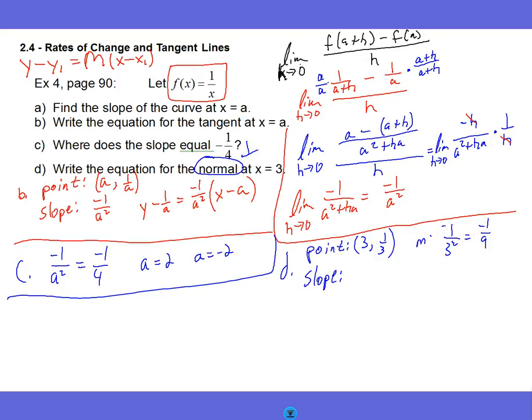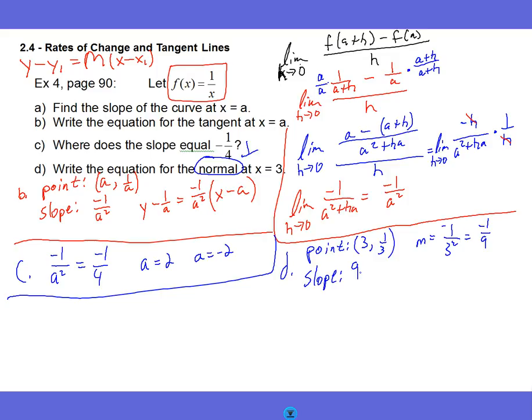That's my slope at the point. But I don't want the slope at the point. I want the normal, which is perpendicular. So perpendicular means opposite reciprocal. So what was 1 over 9 becomes now 9 over 1. And what was negative now becomes positive. So it's a positive 9.